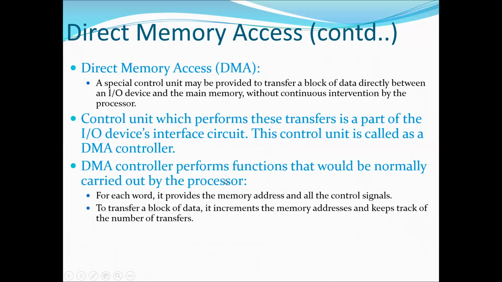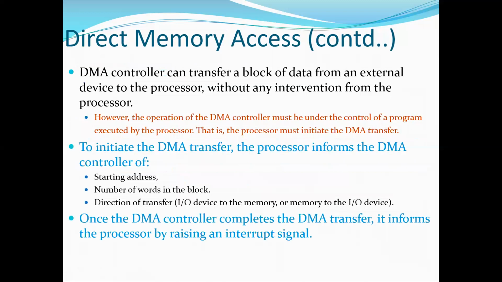So what will DMA do? What the processor was doing for transferring data, now DMA is doing the same thing. For each word, it provides the memory address and all the control signals. To transfer a block of data, it increments the memory addresses and keeps track of the number of transfers. The DMA controller can transfer a block of data from an external device to memory without any intervention from the processor. I have already said this.